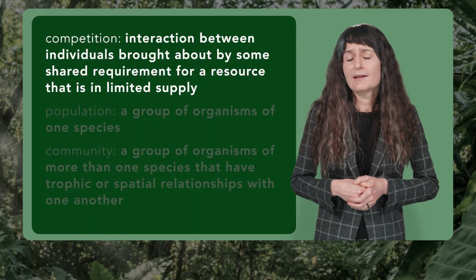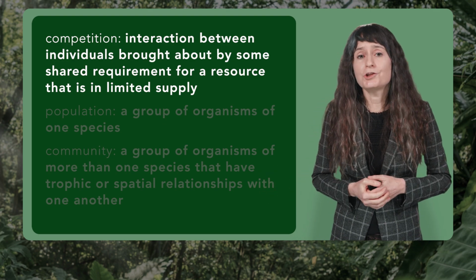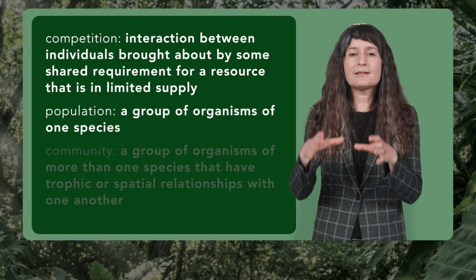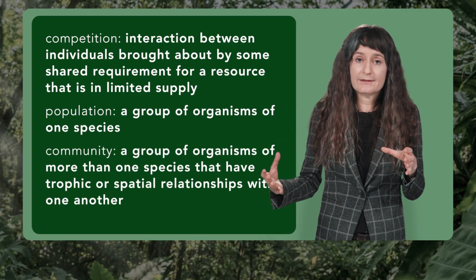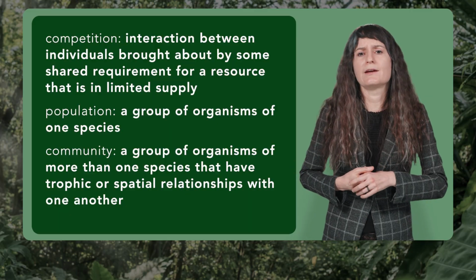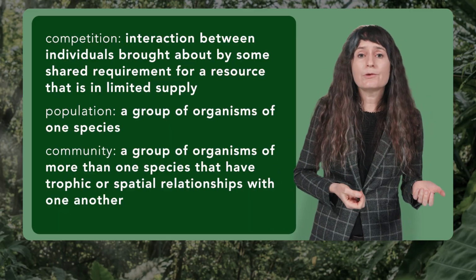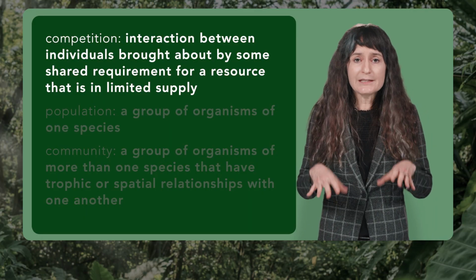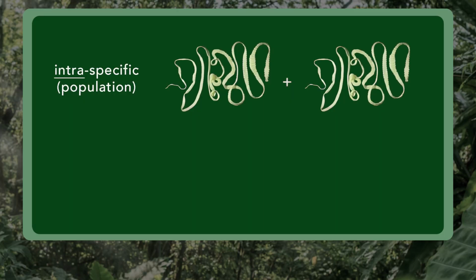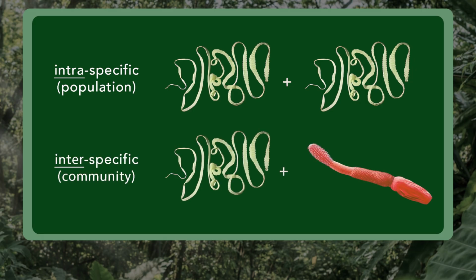Please also recall from your prior ecology training that a population is a group of organisms of one species, and a community is a group of organisms of more than one species that have trophic or spatial relationships with one another. They're eating one another, competing with one another, or living in the same place. Let's dive deeper into competition to define intraspecific competition as competition between individuals within one population, meaning individuals of a single species, and interspecific competition, which is competition between two different species in a community.